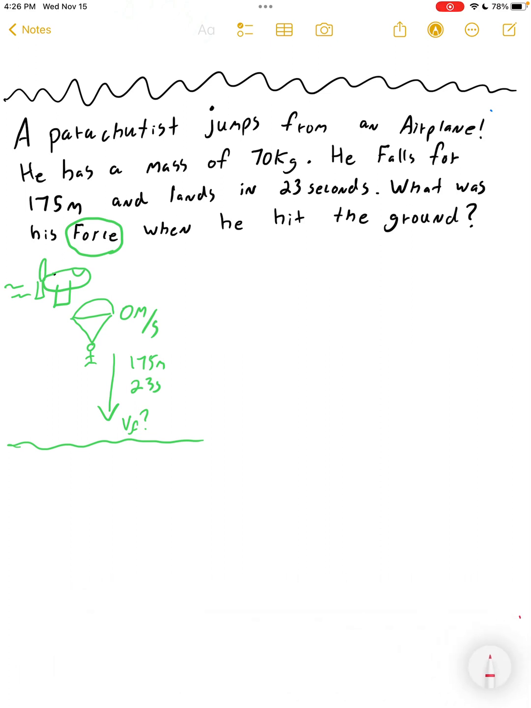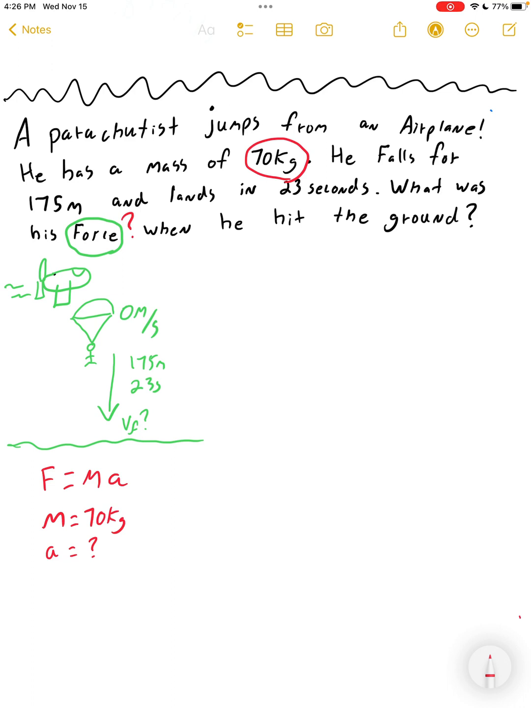All right. So first of all, we want to know force, okay? That's the big thing here. We want to know force. And we know that force equals mass times acceleration. Okay, well, what do we have? We obviously don't have force, but we have mass. That's good. His mass is 70 kilograms. That was right here in the problem. But the problem is, we don't know acceleration. Okay, we've got to figure out acceleration before we can find force.